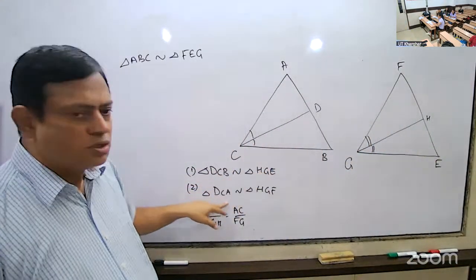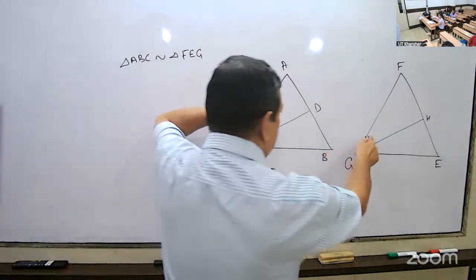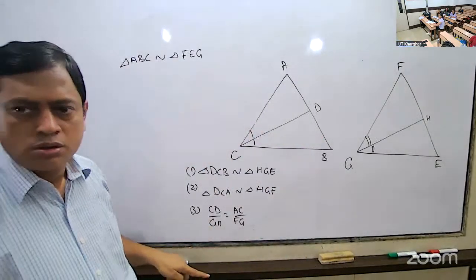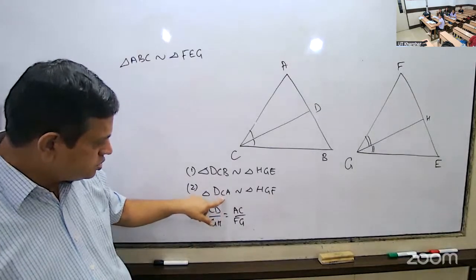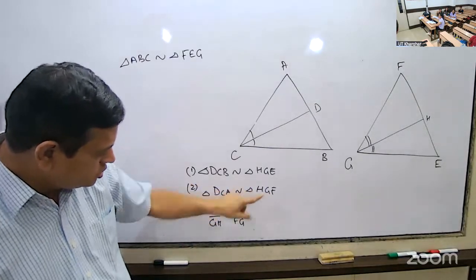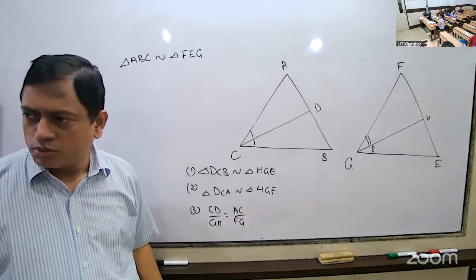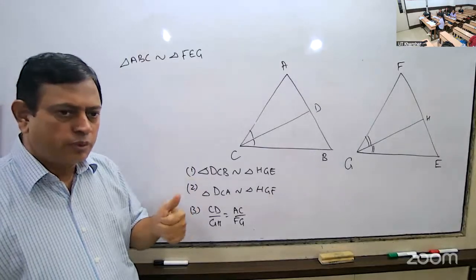Check the second answer. The same way, no? These upper parts will be equal and these are common. And do you know how you get the third one? Check. CPCT, of which part? Second part: CD upon GH is equal to CA upon FG. It's all not complicated. You have to analyze. See the question.